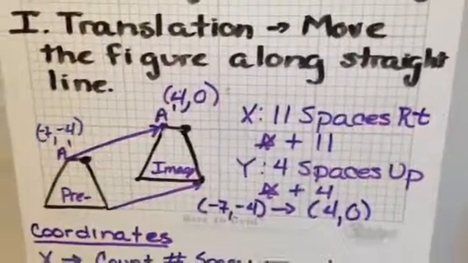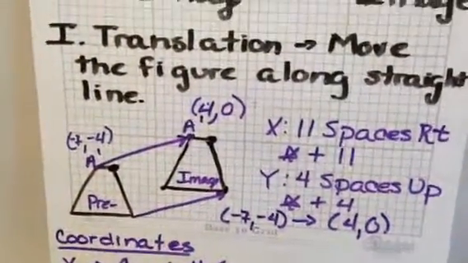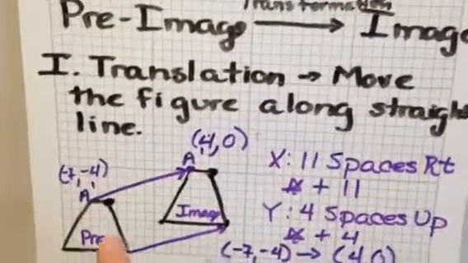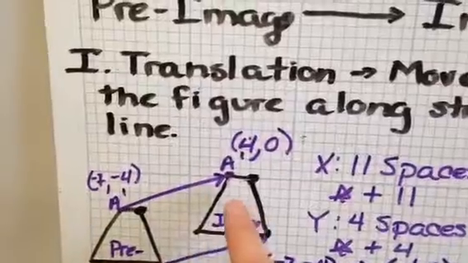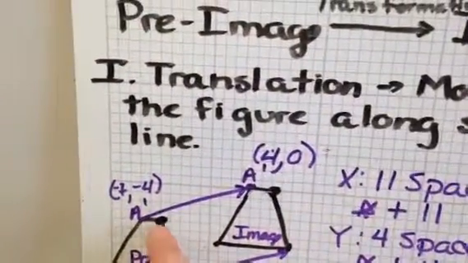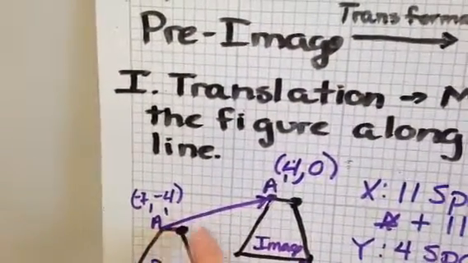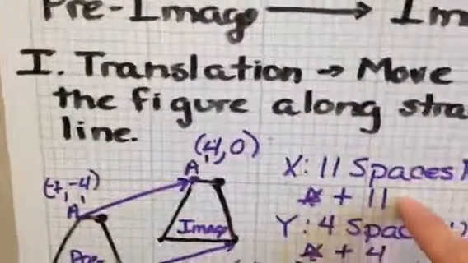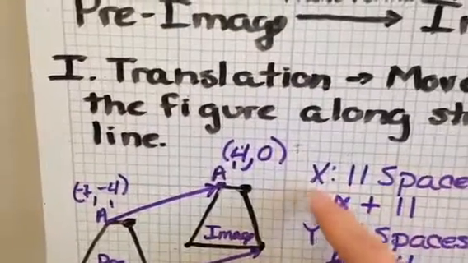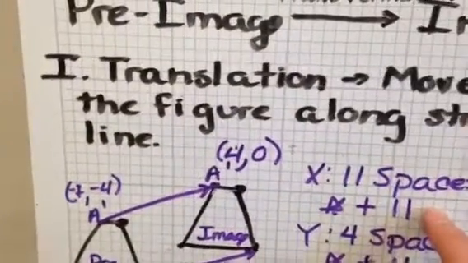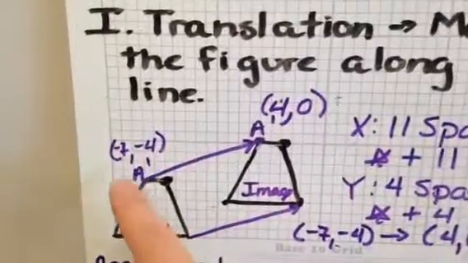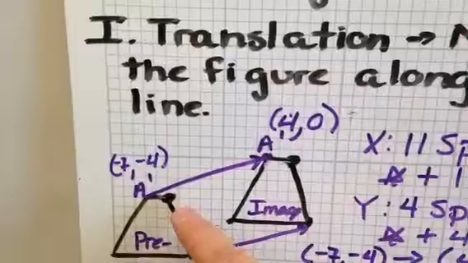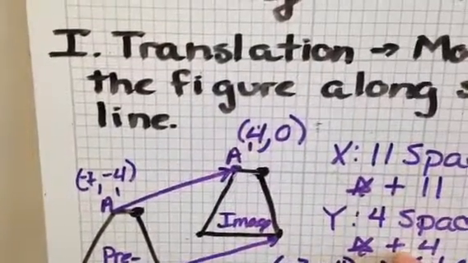Now, when we did our scale factor, all we had to do was multiply, but for translations, we're actually going to have to be adding and subtracting. If we move our image to the right, like I did here, you're going to be adding. So this one I've moved, if I count over, 11 spaces to the right. So I'm going to be adding an 11 to my x component of my ordered pair. And if I look at the y, it started at -4, and it's going to come up to 0. So I have moved up 4 spaces, plus 4.